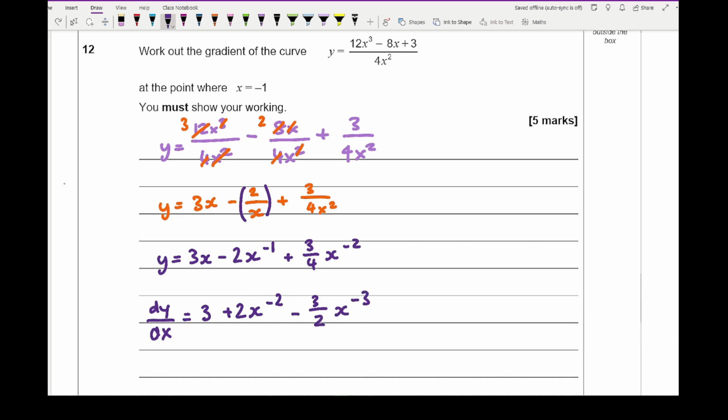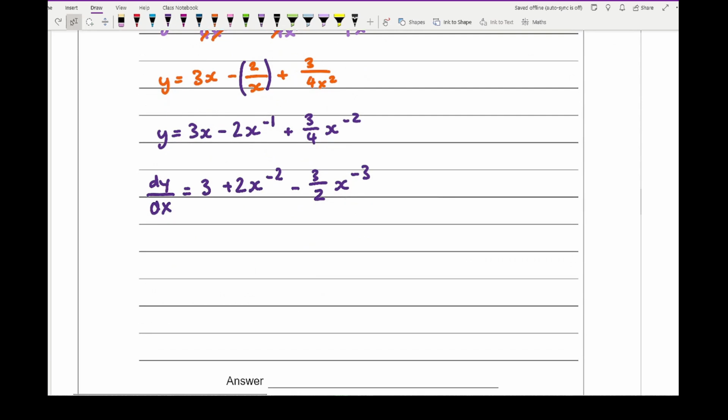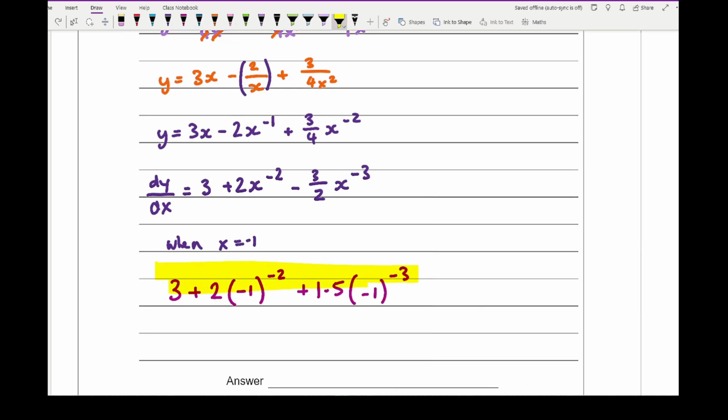Now from this, I then want to substitute x equals minus 1. So when x equals minus 1, I type that all into my calculator. I get 3 plus 2 lots of minus 1 to the power of minus 2 plus, I'm going to write 1.5 because I'm just going to type this straight into my calculator, of minus 1 to the power of minus 3. Now be careful when you are typing all of this into your calculator, but if you do it correctly, you should end up with a final answer of 6.5.